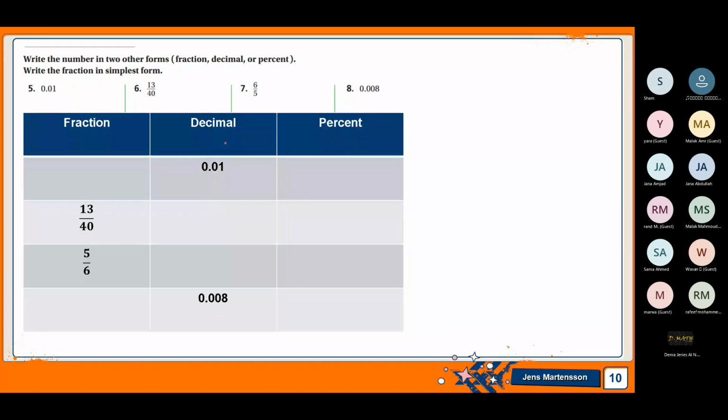Malak Mahmoud, are you here? Yes, teacher. Malak Mahmoud is here, but she is not answering. Hello, Malak Mahmoud. Can you answer? Yes, teacher. Yes, Malak.